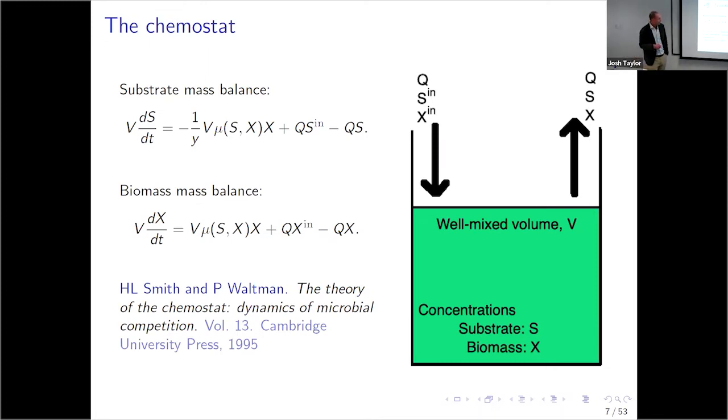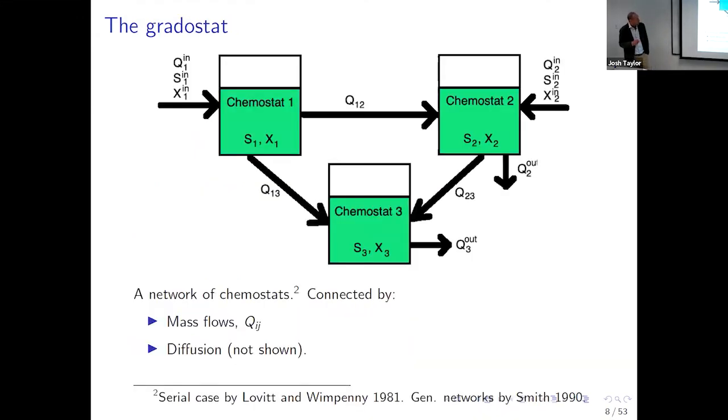Lots of papers on the chemostat. This is a classical textbook that is pretty authoritative on the subject. So the gradostat is just a network of chemostats where those flows going in and out are actually interconnections between the chemostats.